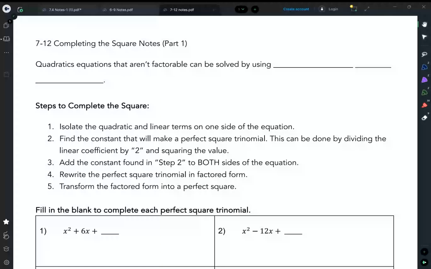Hello class, these are Algebra 1 notes for section 712. Today we are completing the square, and this is part 1. We'll do this for 3 days.